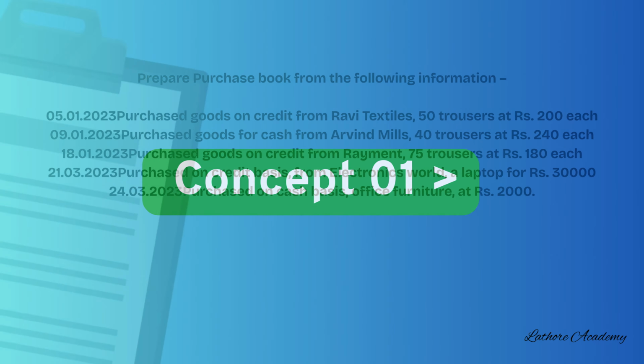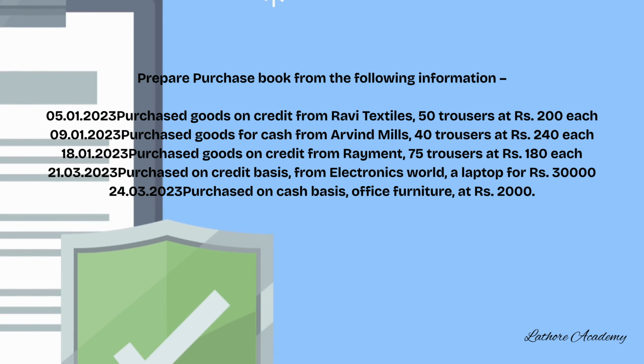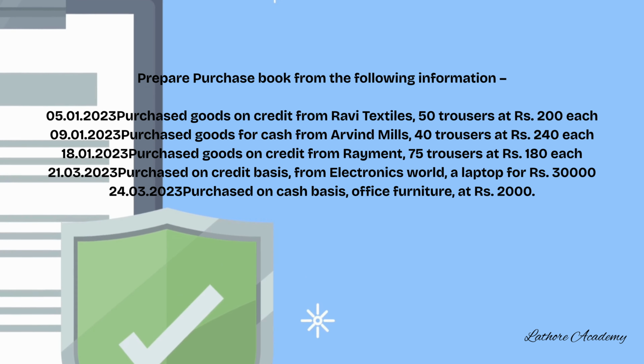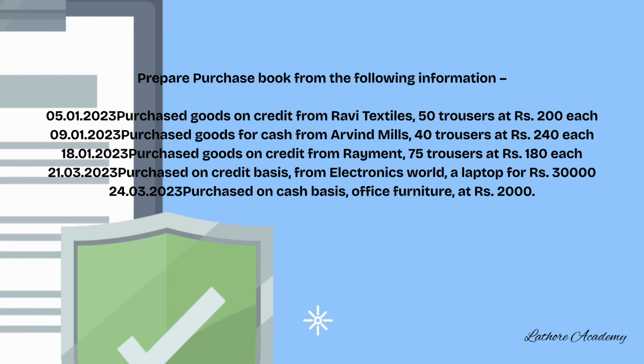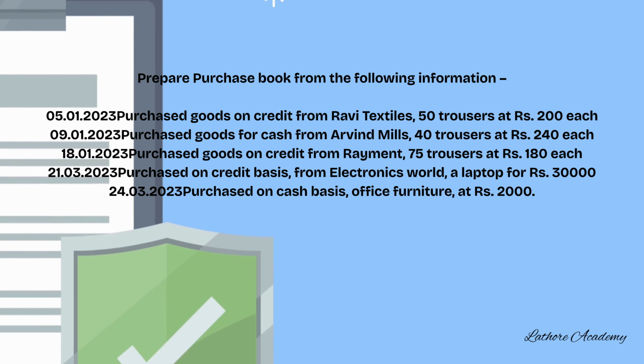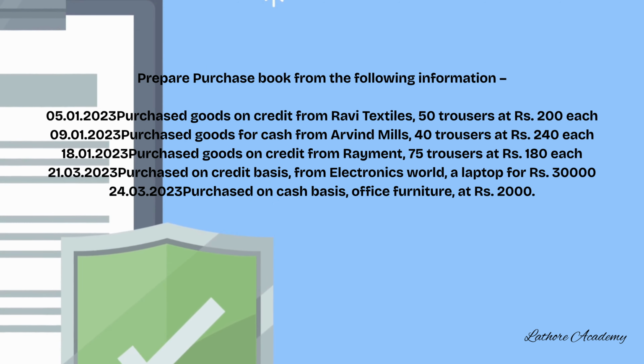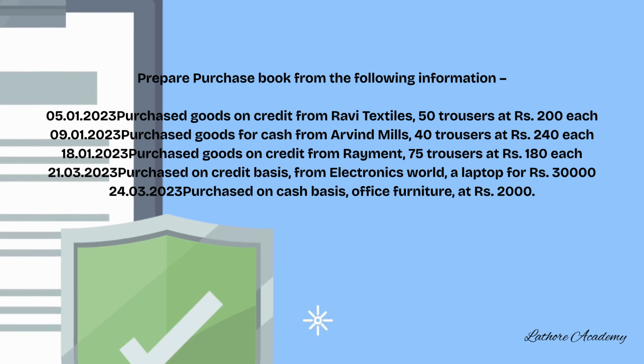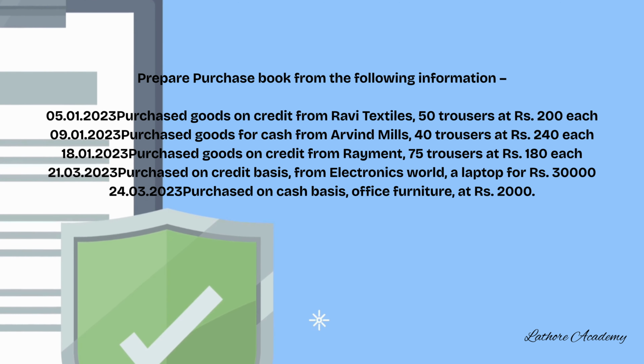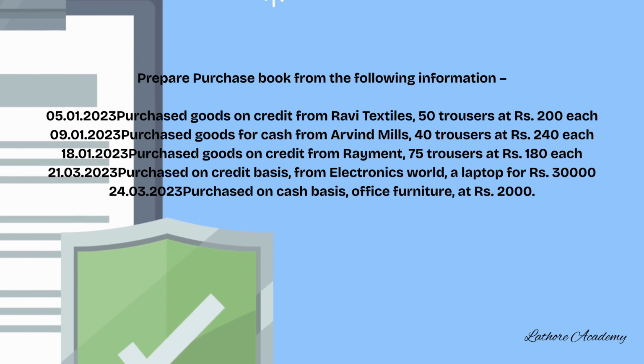Let us understand one by one whether the transaction gets into the purchase book or not. Students, remember, in the purchase book we record only credit purchases and not cash purchases. And one more thing, only purchase of goods will enter, and purchase of fixed assets will not enter into the purchase book. So let's start understanding the transactions.